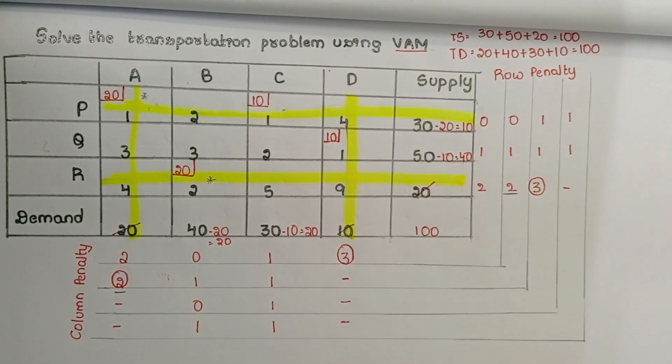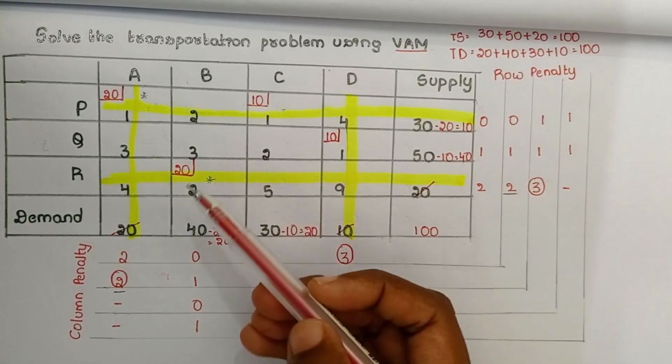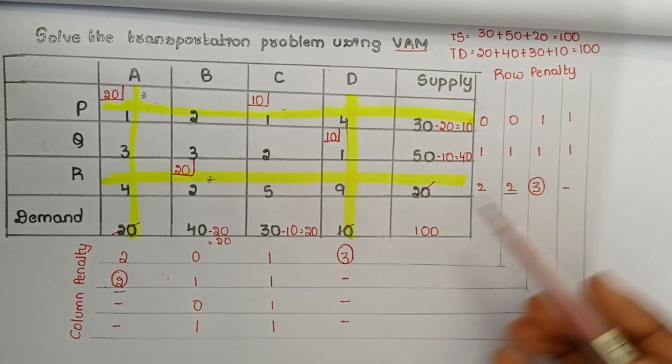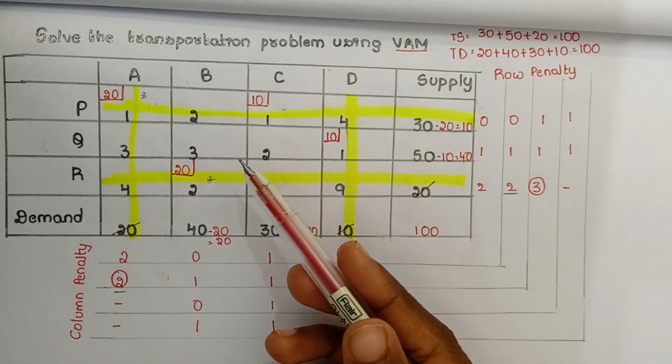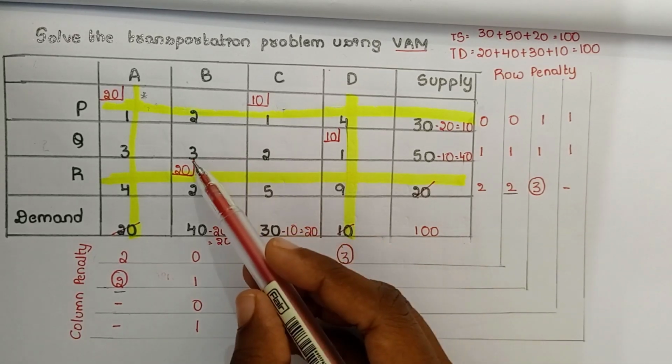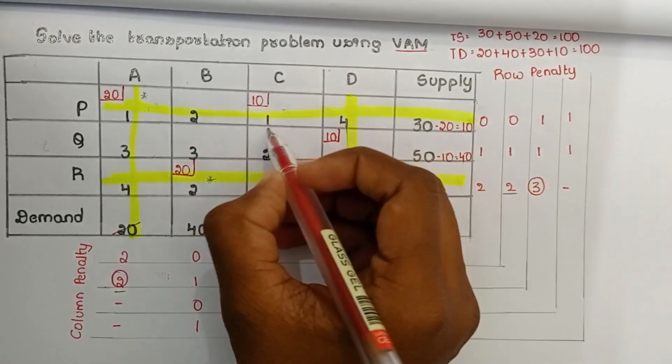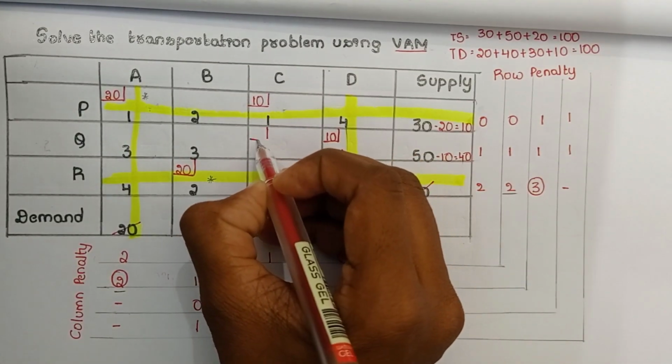Okay. So the remaining values are 3 and 2. So there is no need to do the row penalty as well as column penalty. We just have to see which is the least value and we have to do the allocation. So among 3 and 2, the least value is 2. So I will select this cell for allocation.